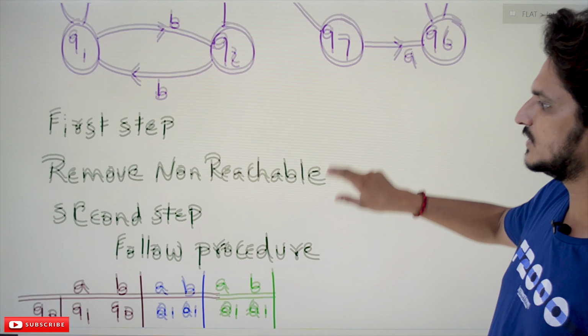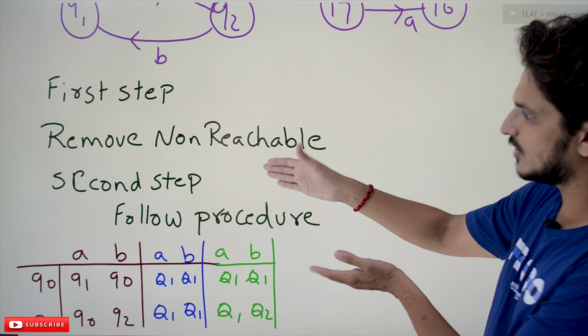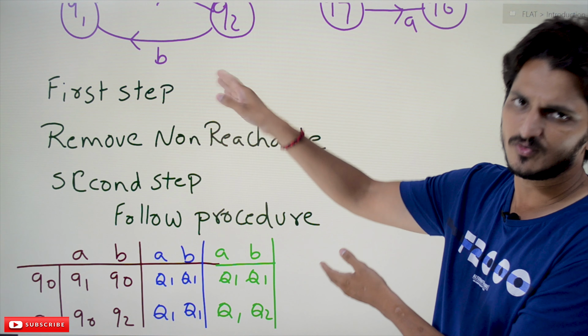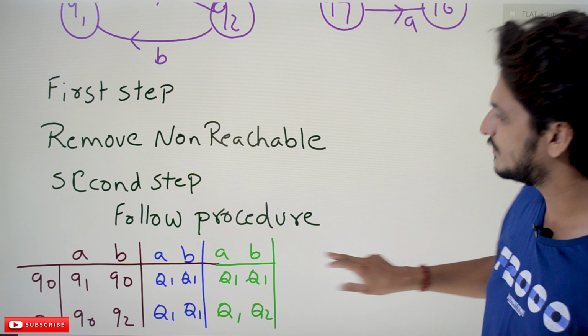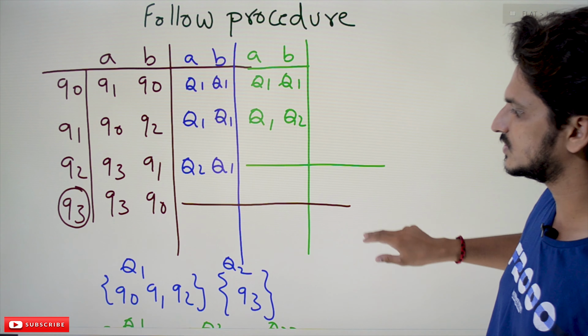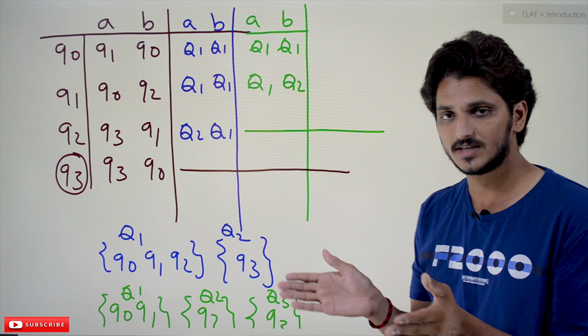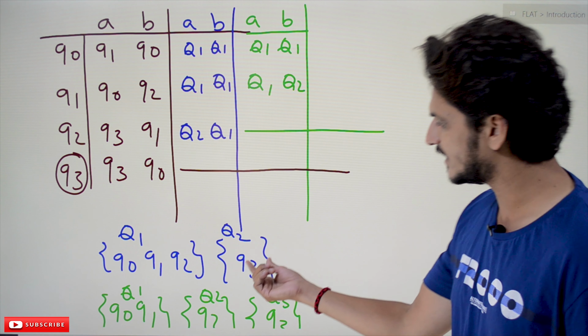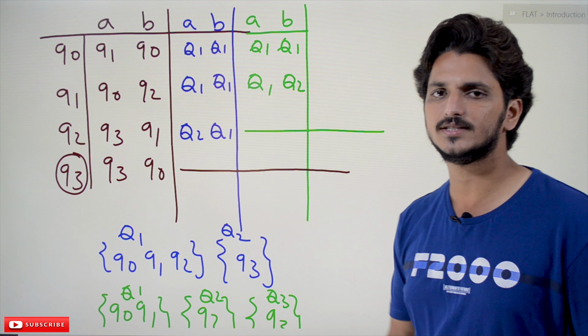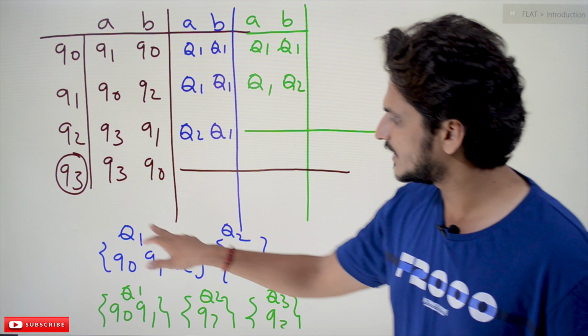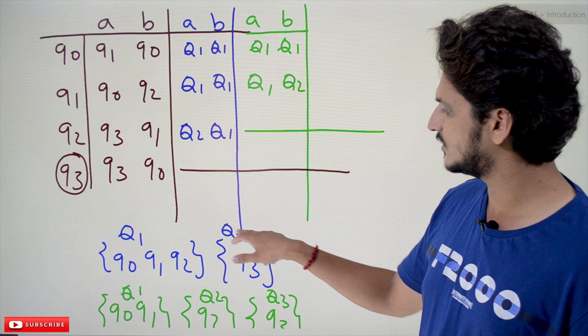The second step, after removing non-reachable states, we are not going to show the diagram again. We follow the procedure. What's our procedure? We separate the states into sets: final states as one set, non-final states as another set. We name the non-final states set Q1 and the final state set Q2.